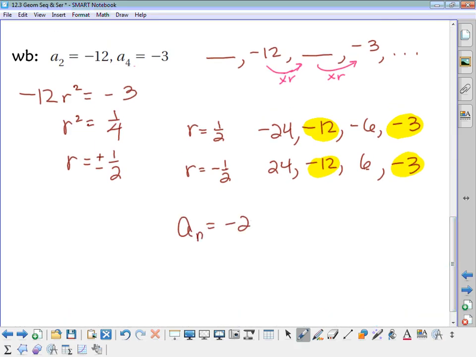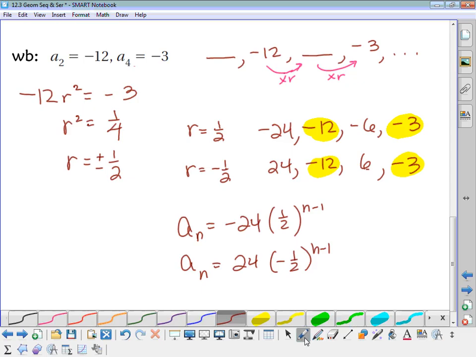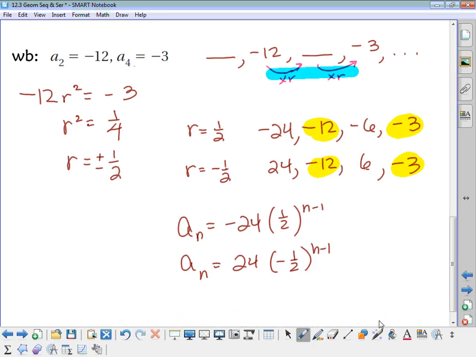A sub n could equal negative 24 times 1/2 to the n minus 1. And it could also be positive 24 times negative 1/2 to the n minus 1. Okay, so you asked, does that happen a lot? That's going to happen anytime your ratio is squared or to the 4th or the 6th power. Anytime that the number of times you're moving is an even number. So because I was 2 terms apart, it was r squared. If I was 4 terms apart, it would be r to the 4th. So in those situations, it can be positive or negative. Okay, but if it's odd, then it just depends on the sign that you get. Okay?